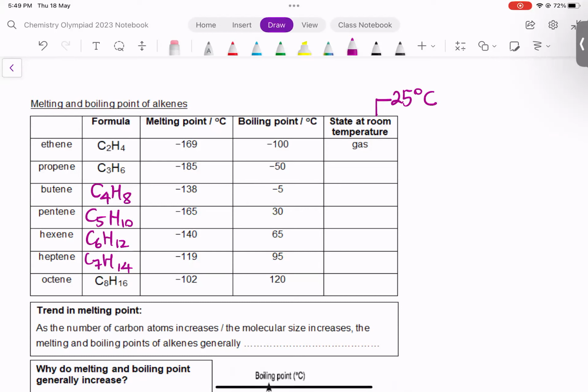So we can quickly work this out given the melting and boiling points. Okay, so remember, you have learned how to use a number line to work out what state these substances will be given the melting and boiling points. So ethene is a gas, propene is also a gas, butene, also a gas. Then we go to pentene. Now, pentene is a liquid. All right. At 25 degrees Celsius, pentene is a liquid. Hexene, also a liquid. Heptene, also a liquid. Finally, octene, also a liquid. All right.